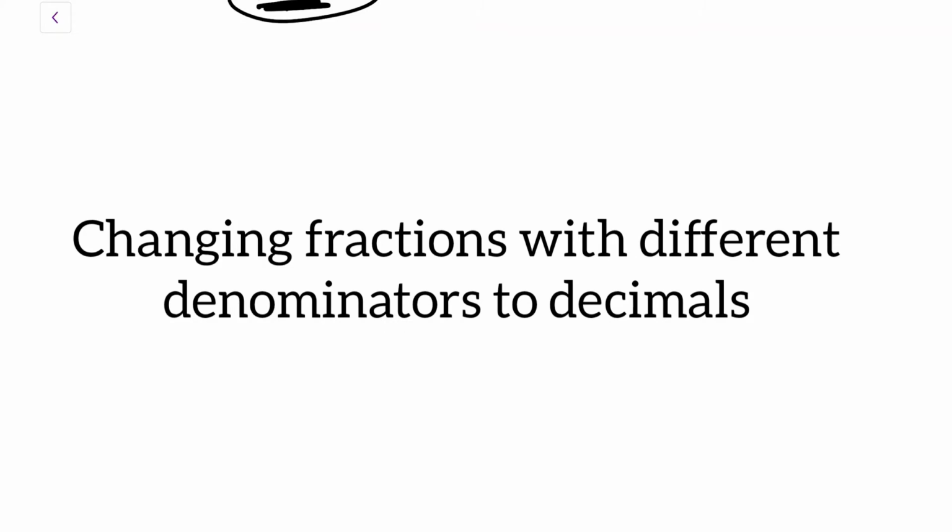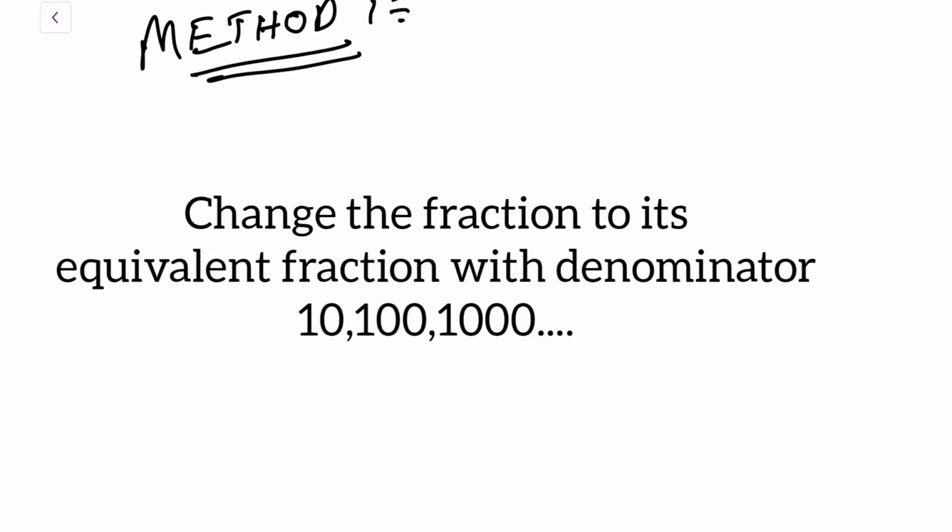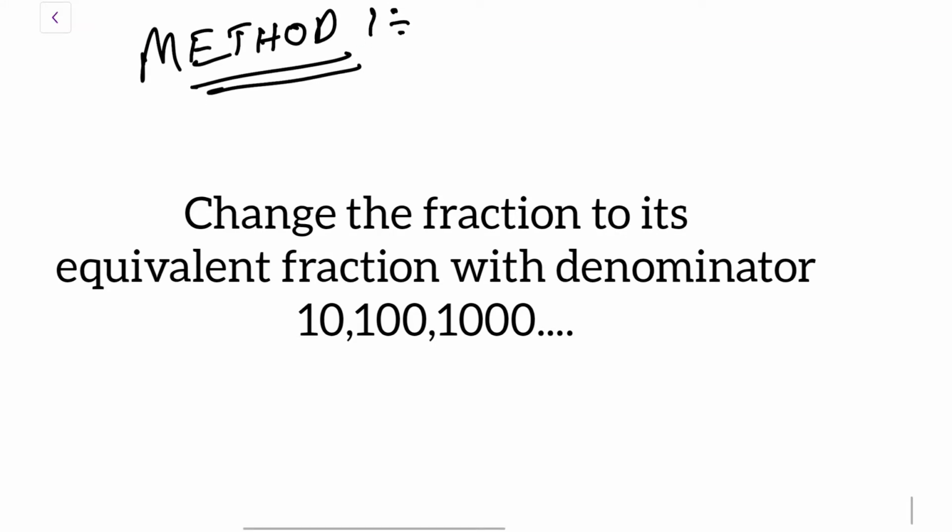Now let's see how you can change other fractions into decimals. That is, without denominators 10, 100, 1000, how can we change those fractions into decimals? So there are two methods. Let's look at method 1. Now, in this method, you just have to change the fraction, whatever fraction is given, to its equivalent fraction with the denominator of 10, 100, 1000 and so on. What do I mean by that?